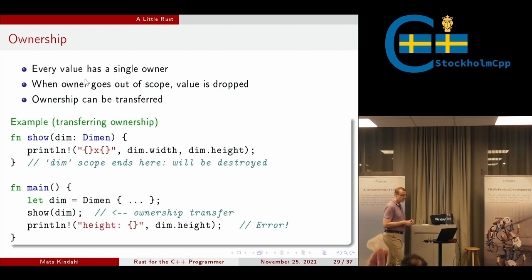Here's an example. We have a function called show. What it does is it prints out a dimension. I have a type Dimension containing a width and a height, and the function accepts it as a parameter, and then you call it here. And you transfer ownership. So you create the dimension here, you pass it in, and it is moved in. If you try to do something here, it doesn't work. It generates an error, because you're trying to access something that you don't own anymore.